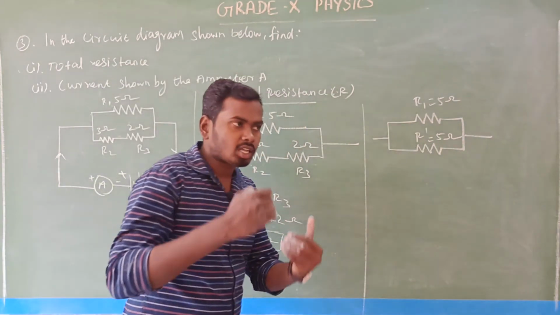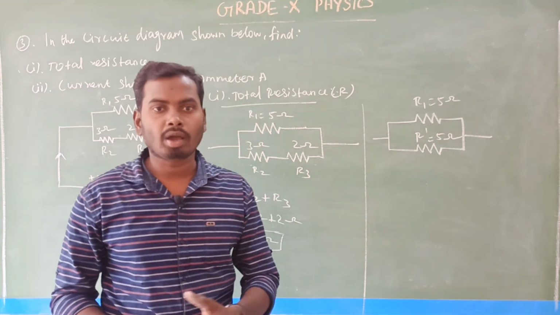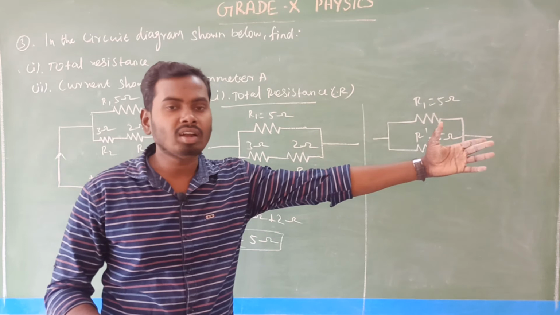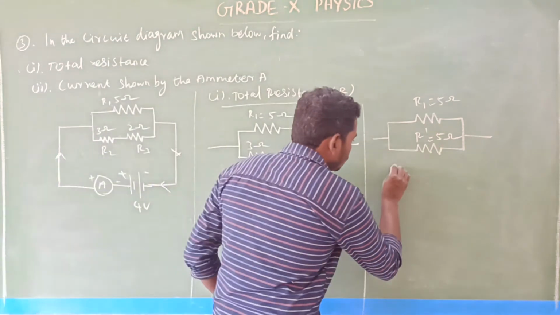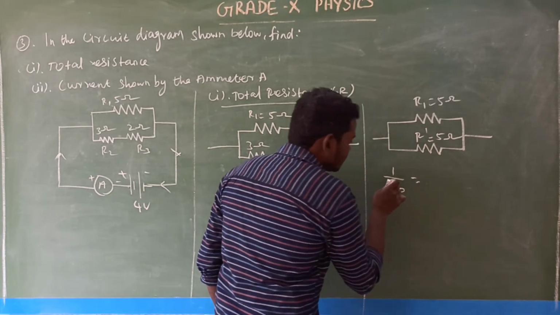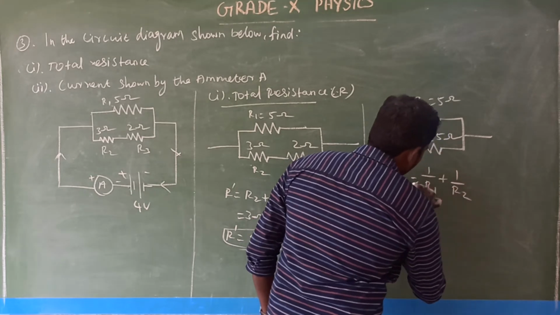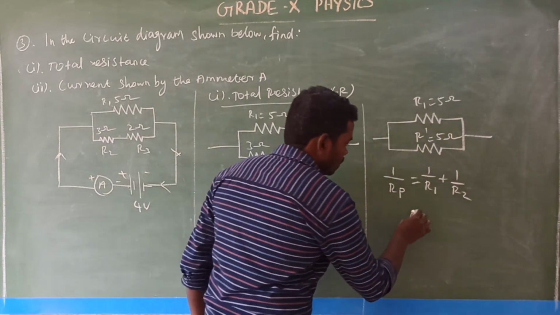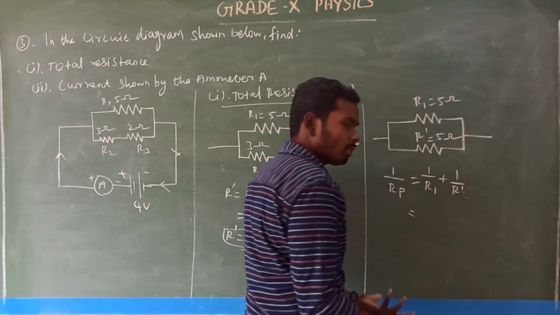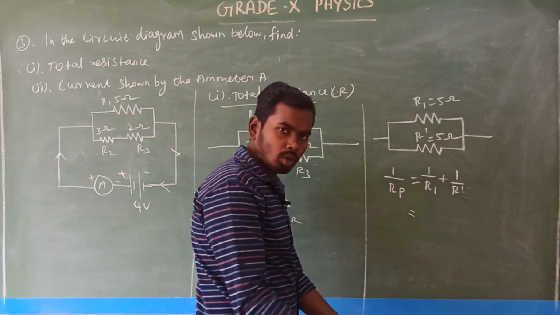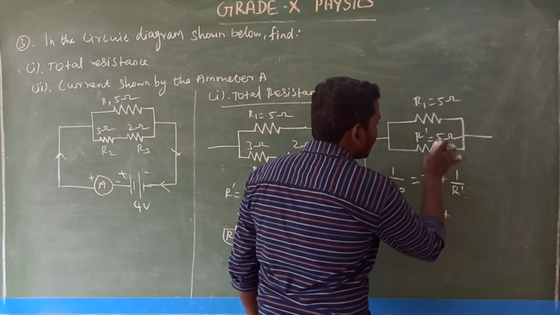Whenever resistors are connected in parallel, the total resistance is given by 1 by Rp equal to 1 by R1 plus 1 by R2 plus 1 by R3 and so on. Now find this value. We have just two resistors, so we take R dash as the second; just modify the formula, no problem at all.